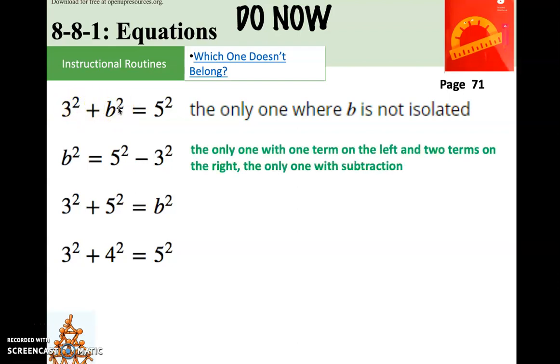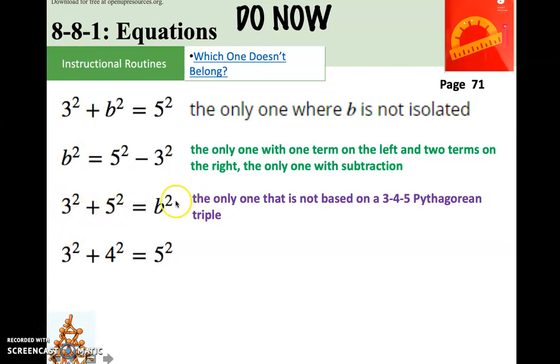It's part of the number sentence. The second one, that's the only one with one term on the left-hand side. Notice all the equals come here on the right. This one is the only one that is on the left side of the equal sign. The next one, it is the only one that is not based on the 3, 4, 5 Pythagorean triple. If you remember, it would be 3, 4, and 5 because your 5 would be your C. But in this case, we're looking for B.